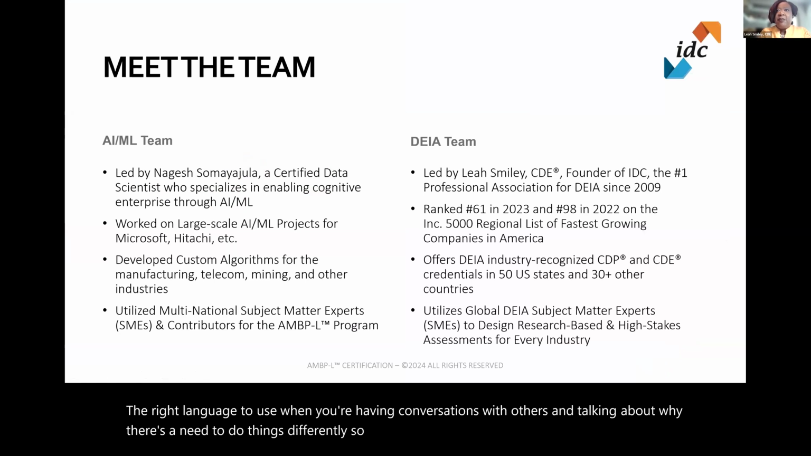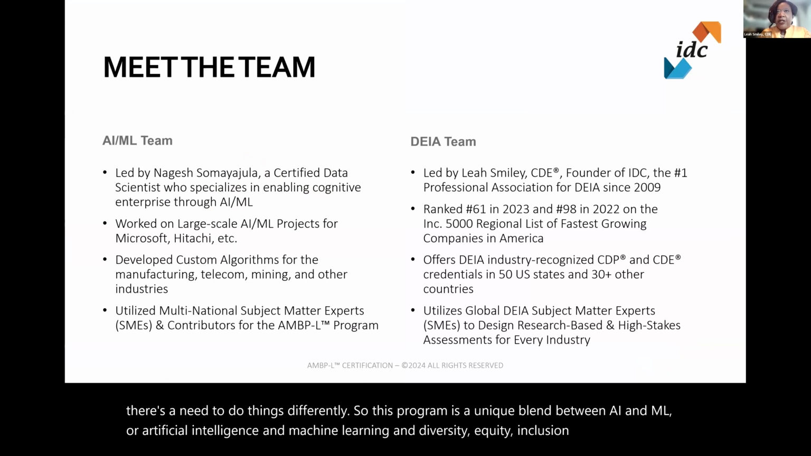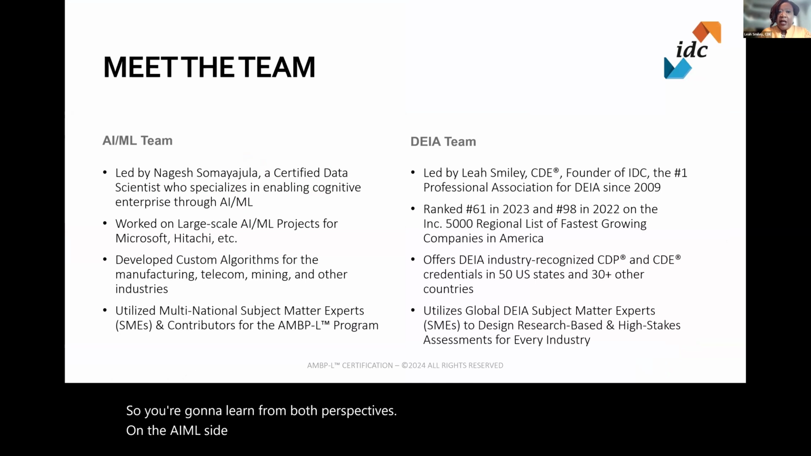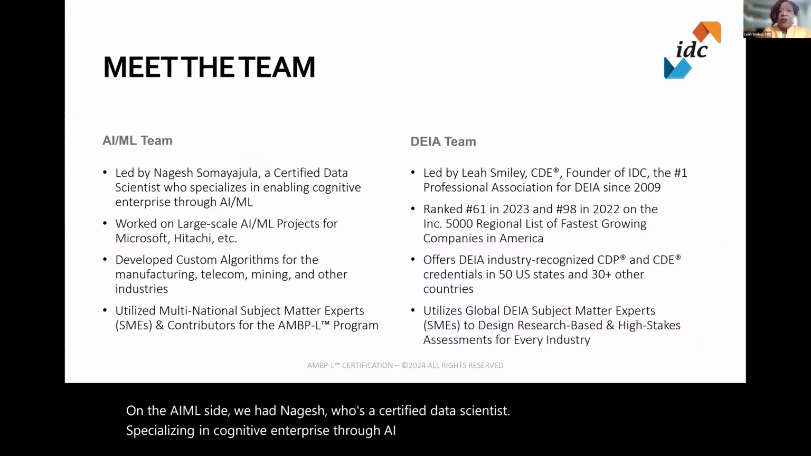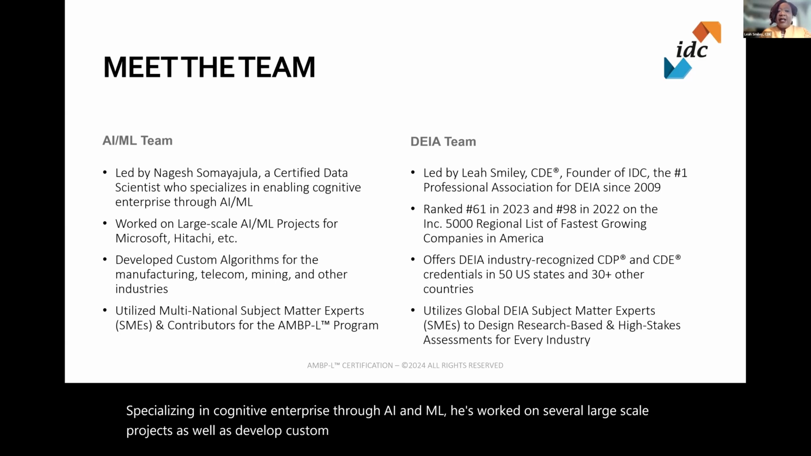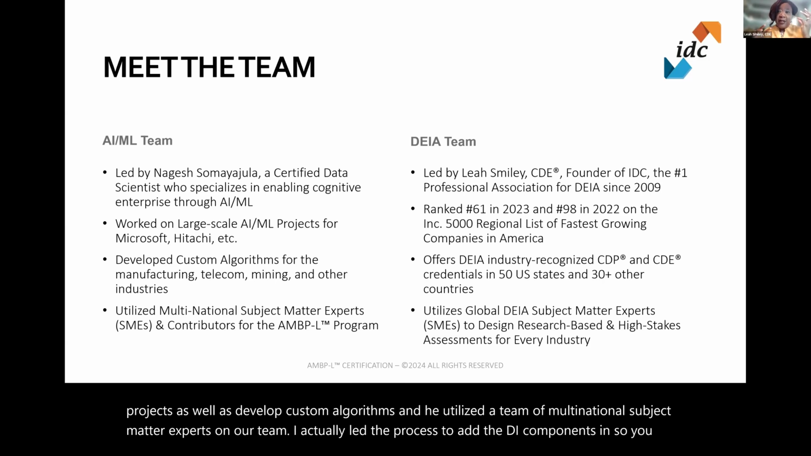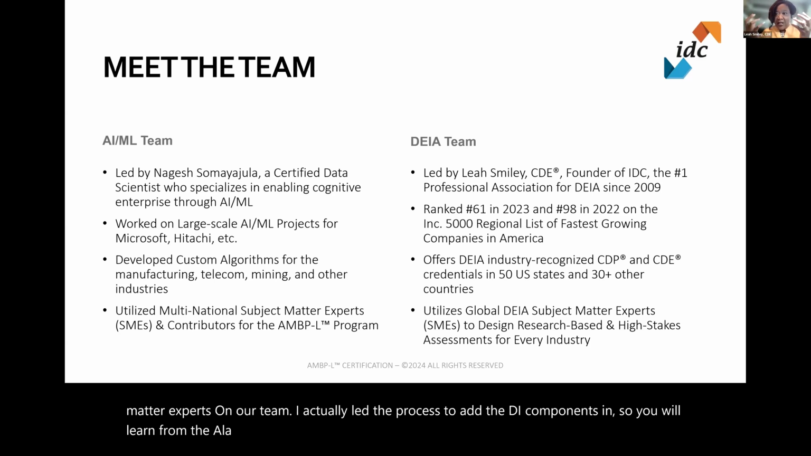So, this program is a unique blend between AI and ML, or artificial intelligence and machine learning, and diversity, equity, inclusion, and accessibility. So, you're going to learn from both perspectives. On the AI ML side, we had Nagesh, who's a certified data scientist specializing in cognitive enterprise through AI and ML. He's worked on several large scale projects as well as developed custom algorithms, and he utilized a team of multinational subject matter experts. On our team, I actually led the process to add the DEI components in. So you will learn from the AI, ML side, as well as the DEI side.